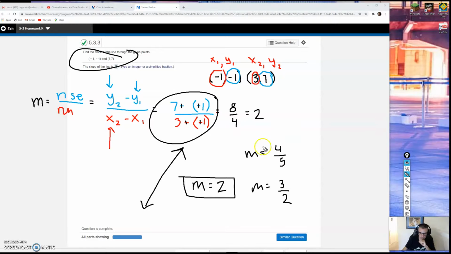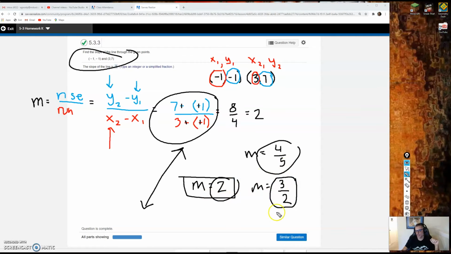So you may get a proper fraction, you may get an improper fraction, or you may get a whole number. Those are all possibilities. You're never going to write a slope as a mixed number. So if you get an improper fraction like this, you leave it as an improper fraction, but you do have to make sure it is simplified.